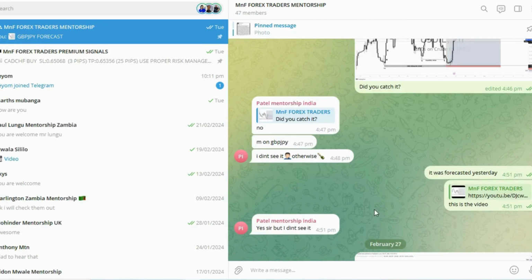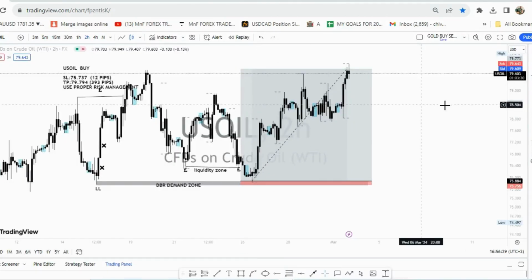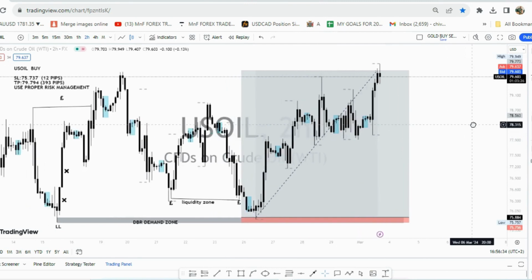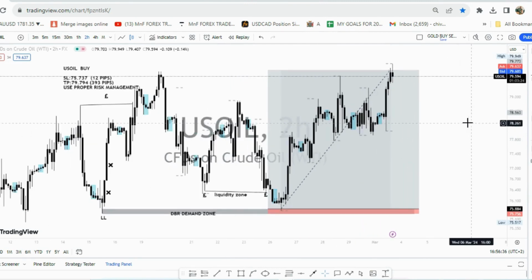It went up, all amazing. It was a beautiful 1 to 31 risk to reward ratio. Absolutely amazing trade. All right, so this is the power of our QM plus fake out setup on the buy side.